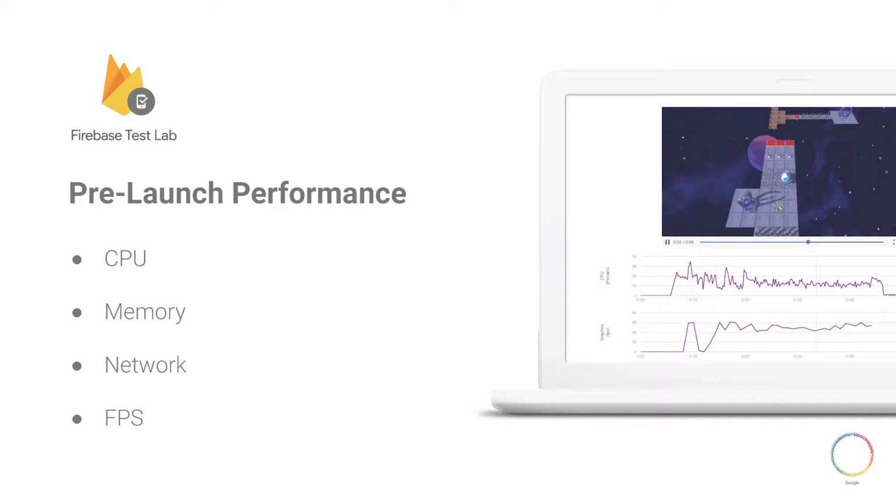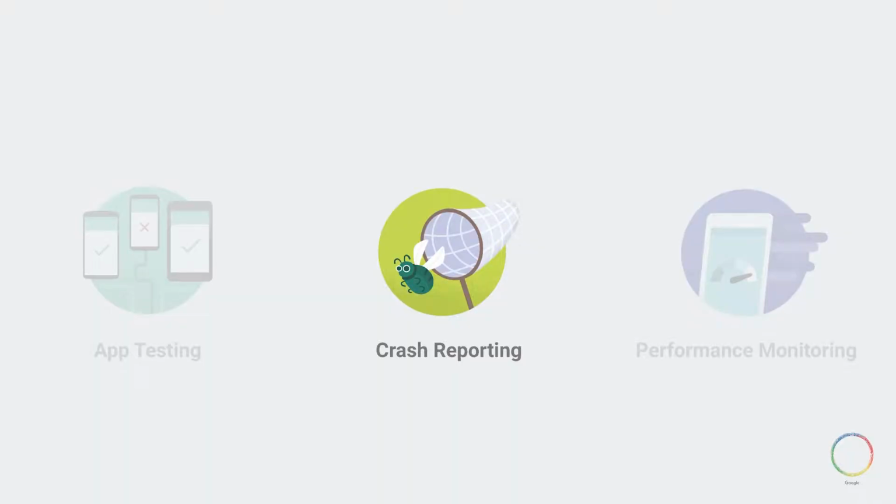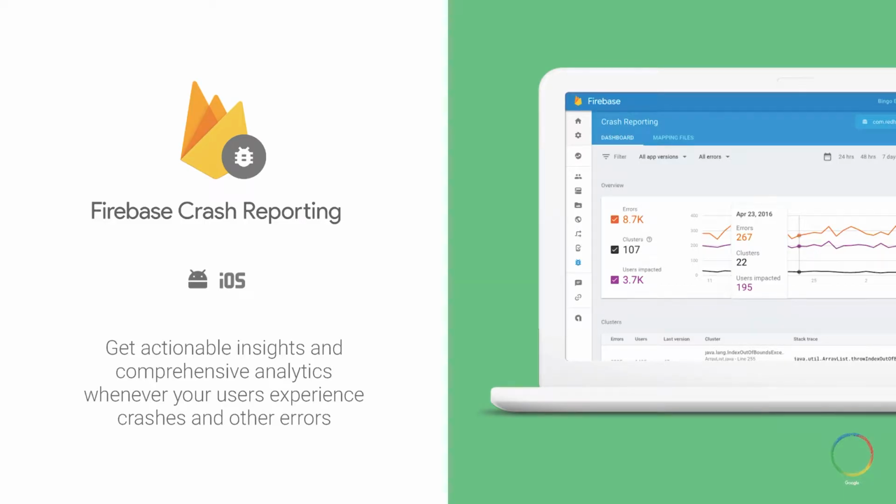So Test Lab can help you before you launch your app, but we're going to talk about monitoring performance after you launch. So she's interested in knowing when her app crashes in production, and for that, she needs crash reporting. Last year at I/O, we introduced Firebase Crash Reporting, and last fall, we integrated with Google Analytics for Firebase, so you can see exactly what was happening in your app just before the crash occurred.